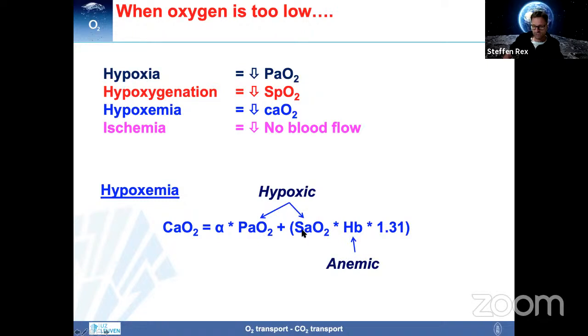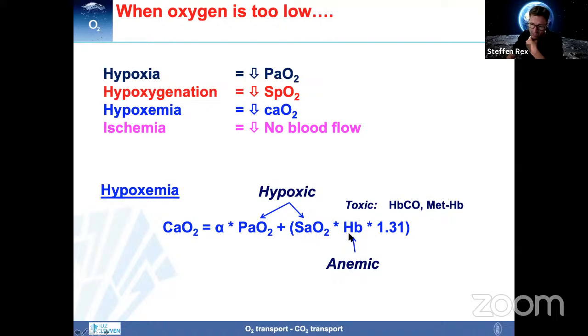So we have hypoxic hypoxemia if the PaO2 or the oxygen saturation is low, and we have anemic hypoxemia if the hemoglobin concentration is too low. So you can have a severe hypoxemia even if your PaO2 and your SaO2 are perfect, but your hemoglobin is too low. The classical example for this are the Jehovah's Witnesses with a hemoglobin of 2, for example. They have a PaO2 of 300, but still they have a myocardial infarction due to hypoxemia.